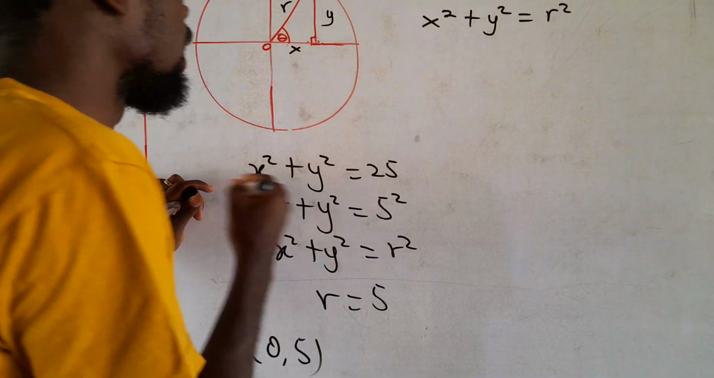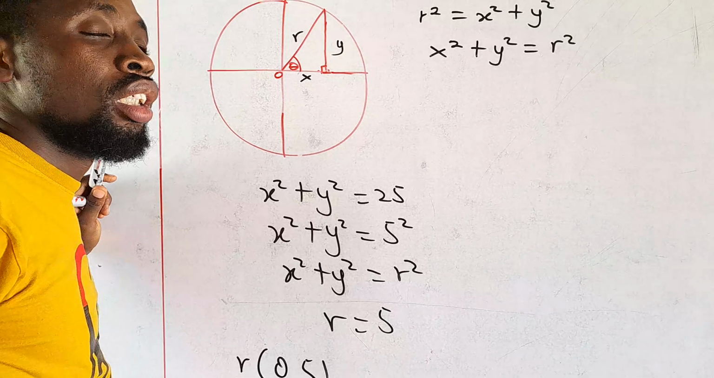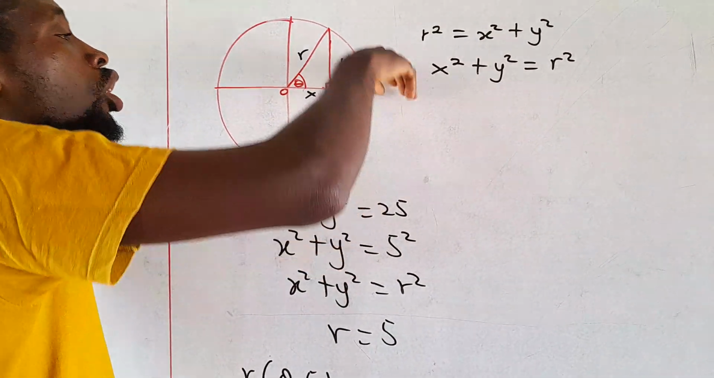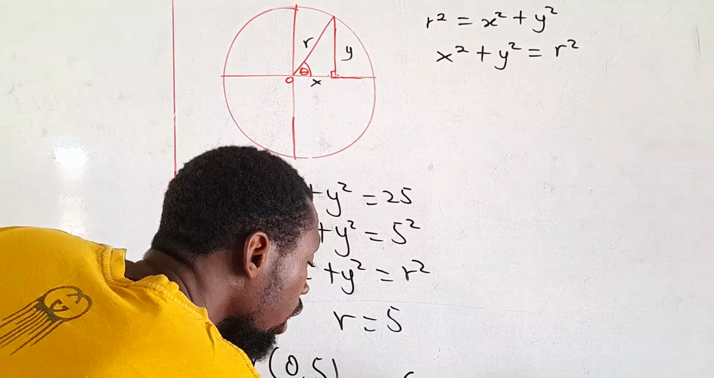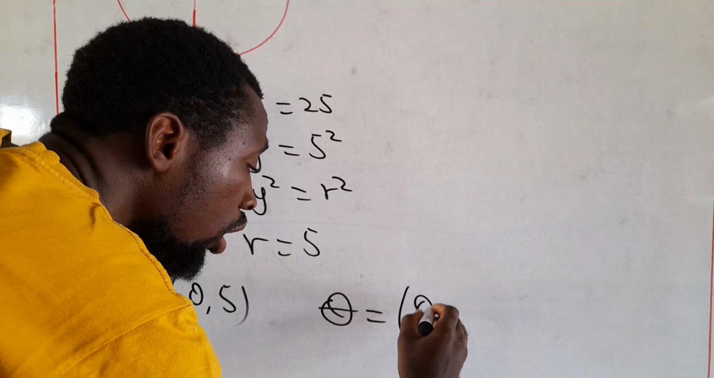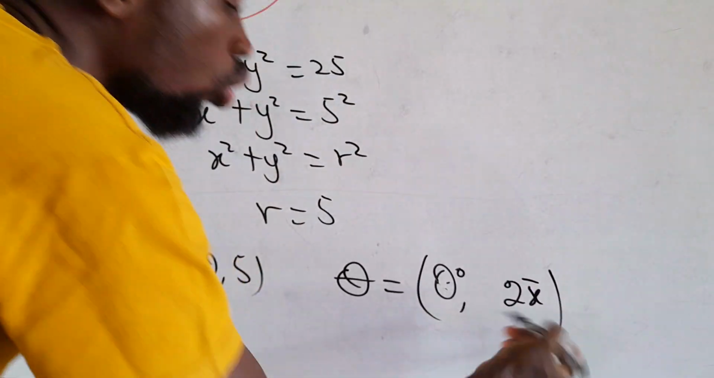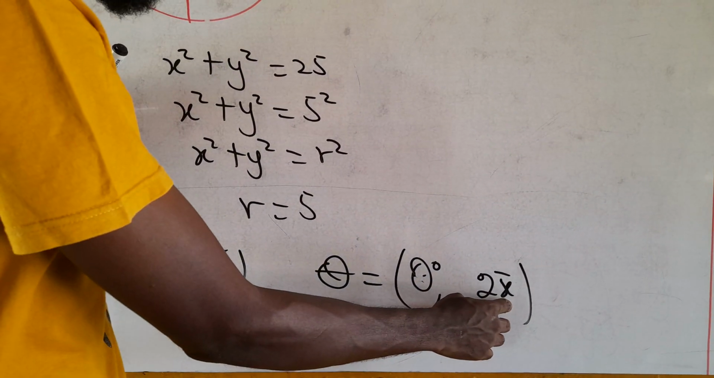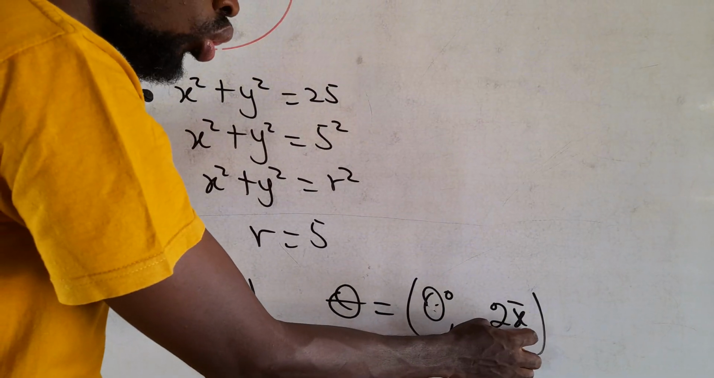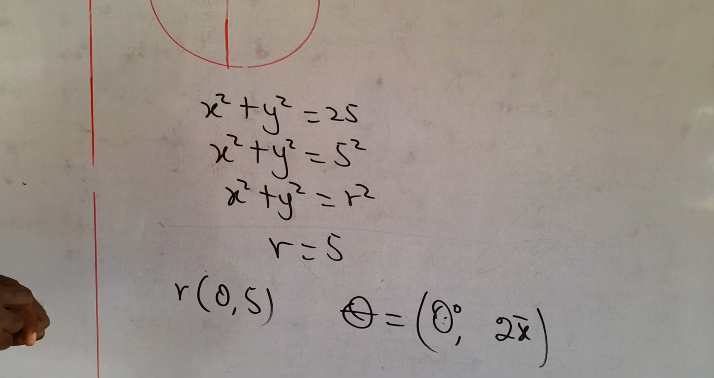Also, remember that the total angle of a complete circle is 360 degrees. So the angle starts from 0 degrees to 360 degrees. So the value of theta is also from 0 to 2 pi, and 2 pi is the same as 360 degrees. Remember, pi is equal to 180 degrees in radians, if you remember that very well.